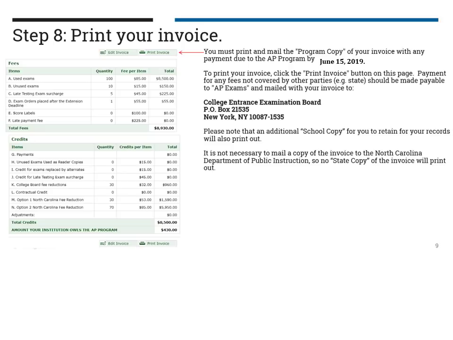Payment for any fees not covered by the state should be made payable to AP Exams and mailed with your invoice to College Entrance Examination Board, P.O. Box 21535, New York, New York 10087-1535. Again, no need to send a copy to the Department of Public Instruction. They don't want that. Rather, you can keep both the school copy and the state copy in your files for your records.